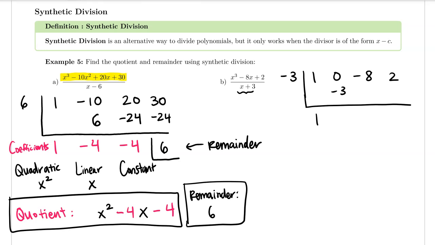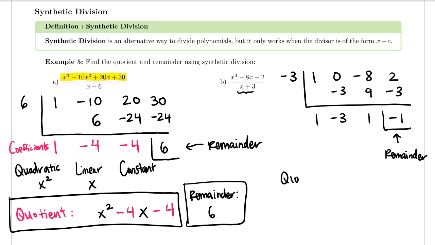I'm going to add vertically. So 0 plus -3 is -3. And then if I multiply diagonally, we get 9. Then -8 plus 9 is +1. And multiplying diagonally, -3 times 1 is -3. And lastly, adding vertically, 2 plus -3 is -1. And remember, this thing represents our remainder.